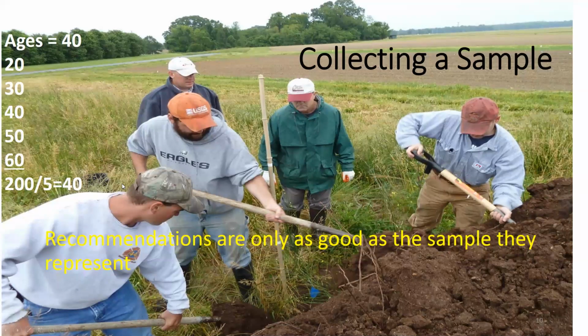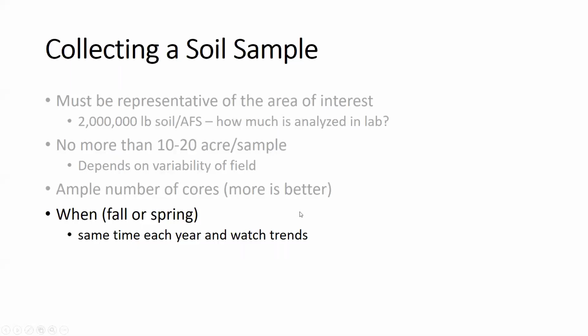I'm not saying take 150 samples per acre, but I am saying that that's probably going to represent that acre a lot better than taking 1 per acre. So the more samples you can physically take and thoroughly mix in that bucket and get that sample into the bag, the better that sample is going to be represented in that field.